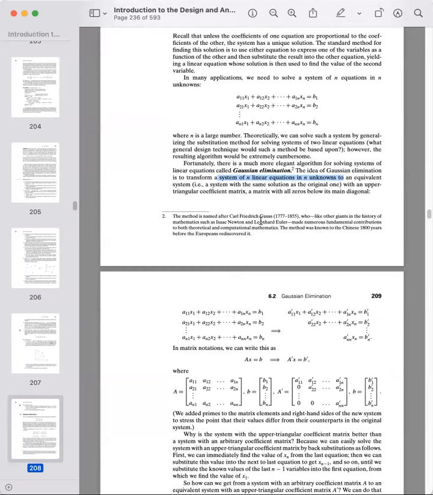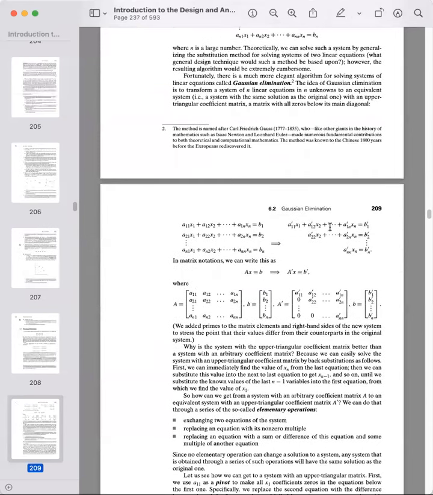Interesting here, I like the side note that this is named after Carl Gauss, who's huge in mathematics, but the method was known to the Chinese 1800 years before the Europeans rediscovered it. So whoever the Chinese mathematician was who did it, they get no credit because, yeah, that's how the world is. But anyway, I thought that was an interesting historical side note.